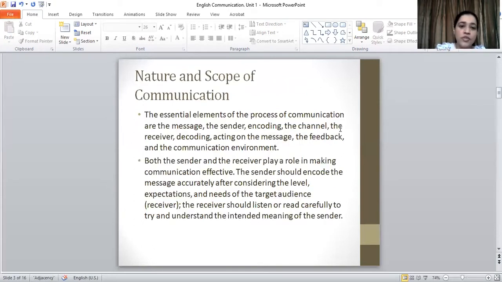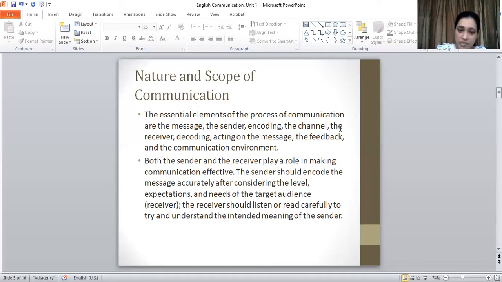Now, what is the nature and scope of communication? Let's take a look. The essential elements of the process of communication are the message, the sender, encoding, the channel, the receiver, decoding, acting on the message, the feedback, and the communication environment. We'll make these things clearer in the next couple of slides, where we will also see this demonstrated in pictorial form.